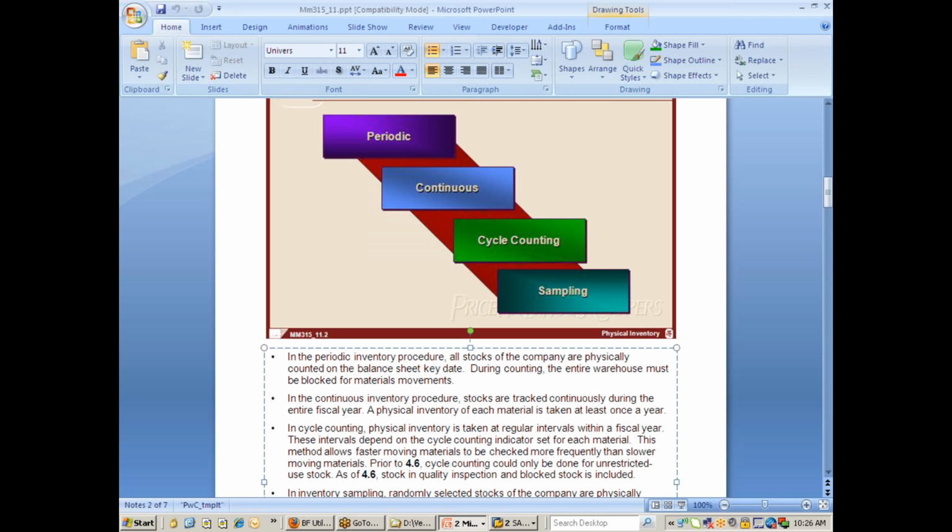So the question will be something like this: what are the types of inventory processes that you are aware of? You should say these 4: periodic inventory, continuous inventory, cyclic counting, and sampling.